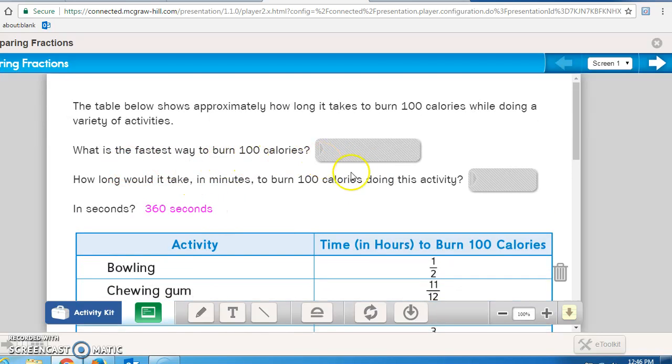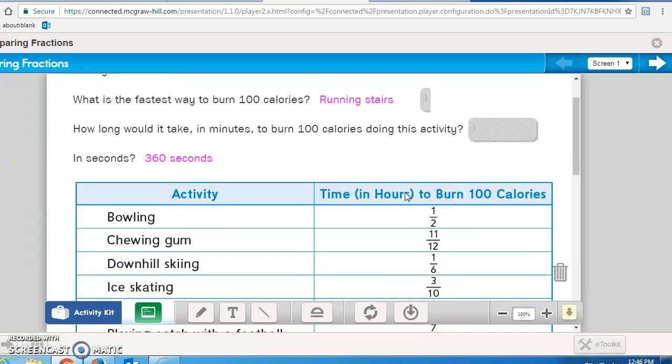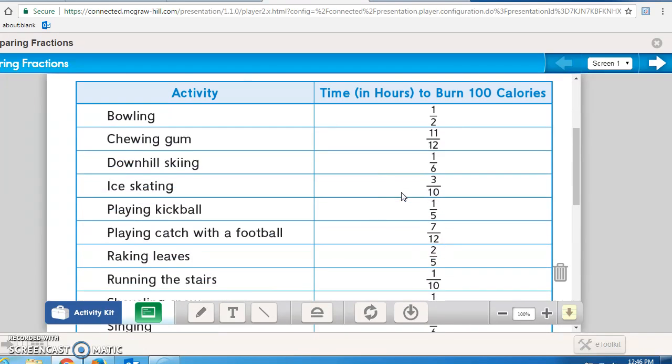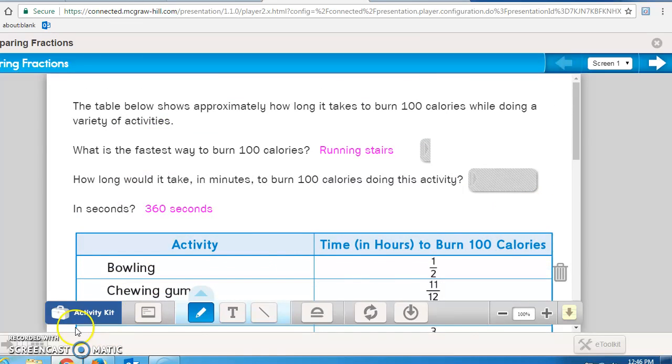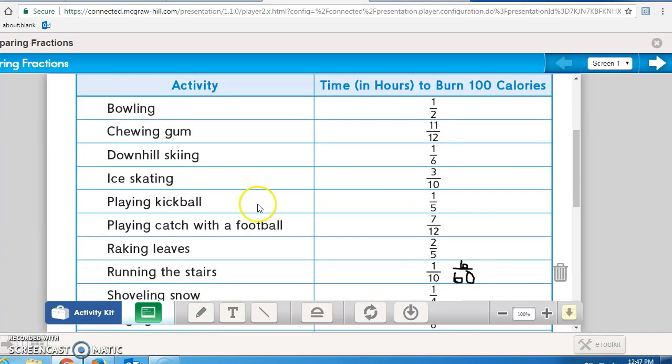So what's the fastest way to burn 100 calories? Again, running stairs. How long would it take in minutes to burn 100 calories doing this activity? Well, if I go down to running stairs, 1/10 of an hour. Again, if I change that to minutes, I'd be multiplying to figure out how many out of 60 it is. 10 times 6, so 1 times 6 is 6. 6 minutes, and in seconds, I just said 6 times 60 is 360.